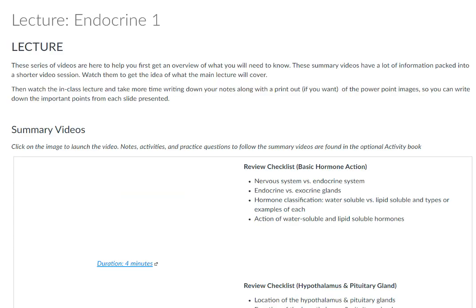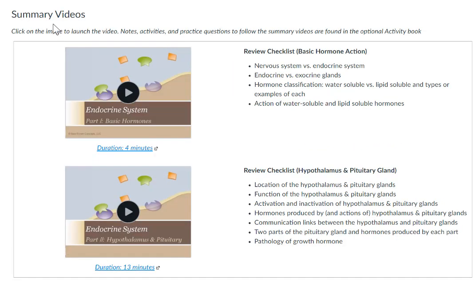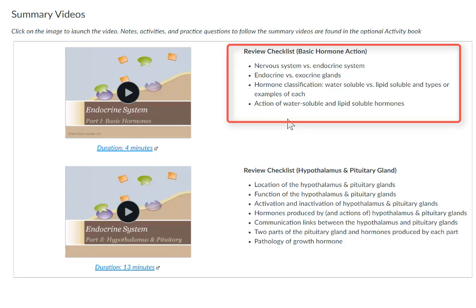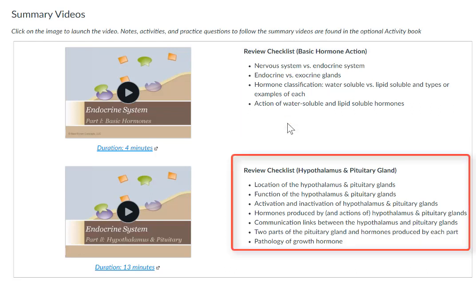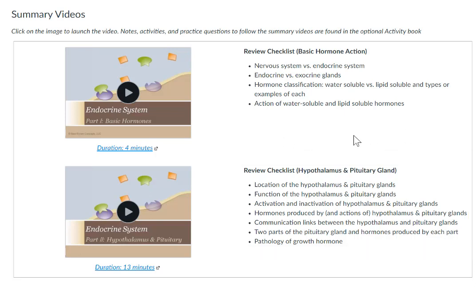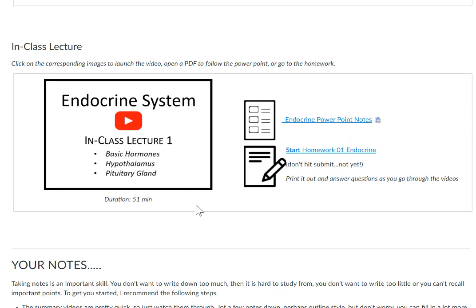When you click on the lecture pages, in the summary video section, I want you to notice on the right hand side there's a review checklist. This review checklist will be your best study guide over the topic presented in this particular lecture. For instance, these are some of the bullet points of things you should know for basic hormones, as well as for the hypothalamus and pituitary gland. You can look at these shorter videos here, or go into our longer in-class lecture video here.